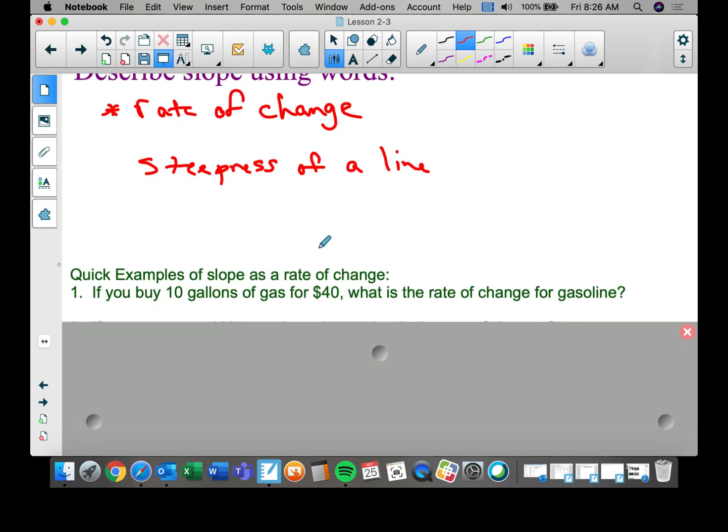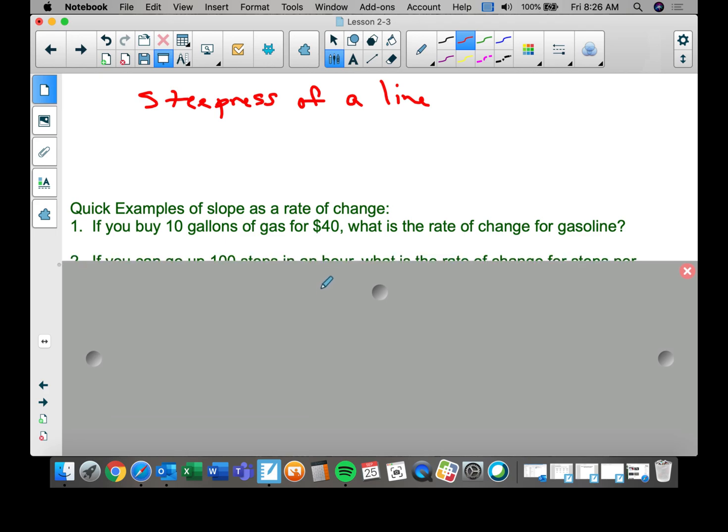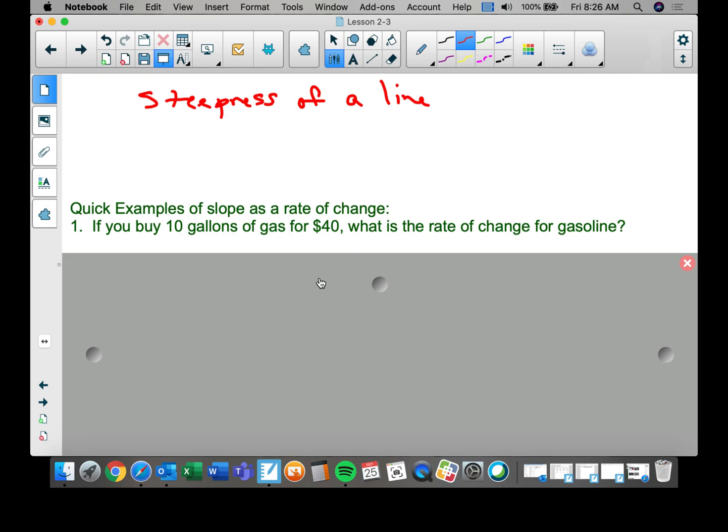So here are some quick examples to give you an idea. If you buy 10 gallons of gas for $40, what's the rate of change for gasoline? It'd be $4 per gallon. That's a rate, that's a slope. You are paying $4 per gallon. The "per" meaning the division portion.